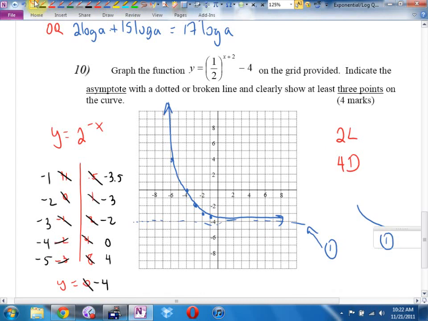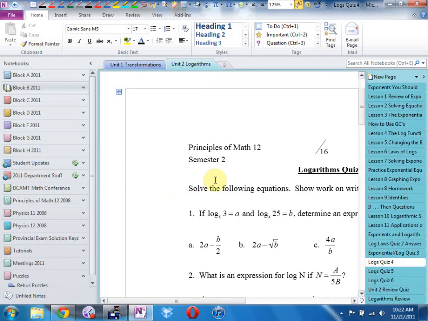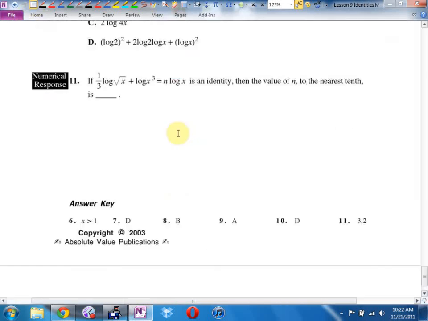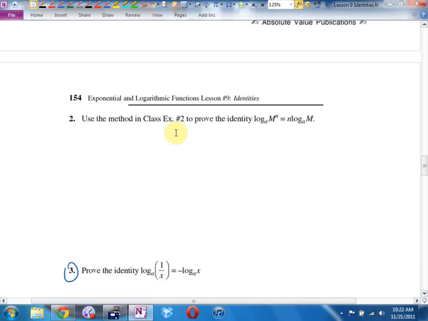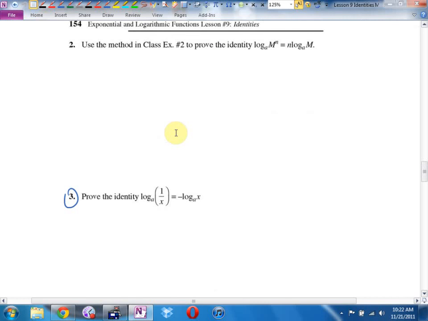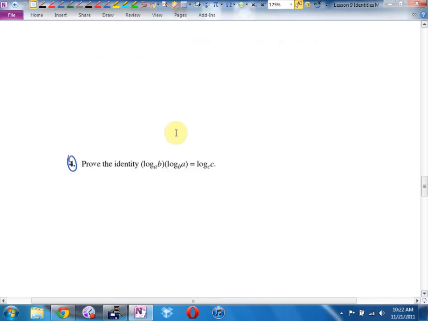So, there's quiz 4. We looked last day at identities. I think the homework was around page 154. What I said to you was, I'm not going to give you an identity question on your test, but this is great practice of log rules. And you will have trig identities later on. We also looked at if-then questions last class. So I'm going to start by saying, any questions you would like me to go over? Now is your chance to ask.